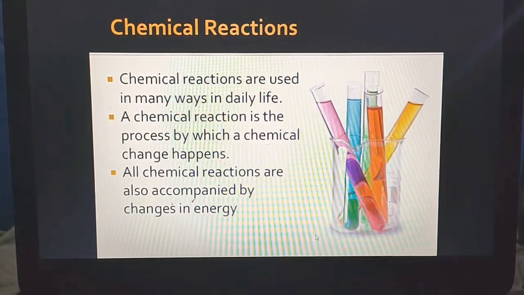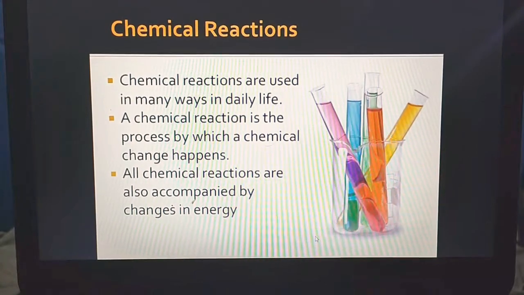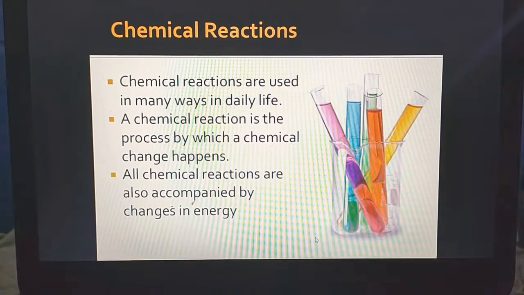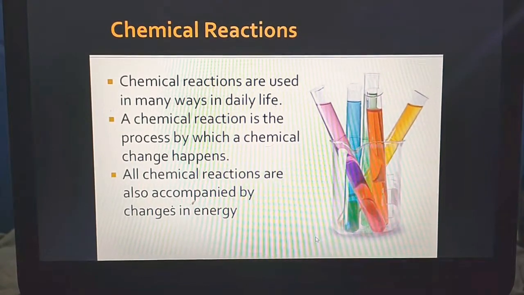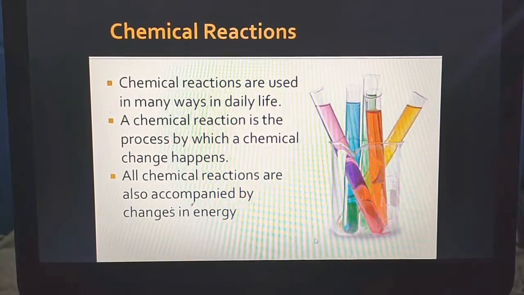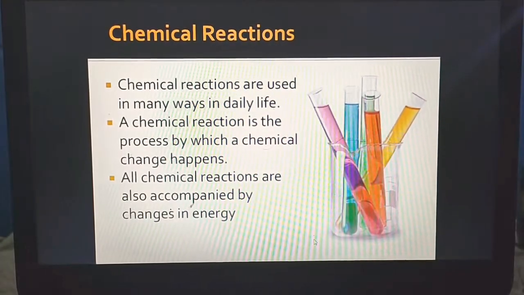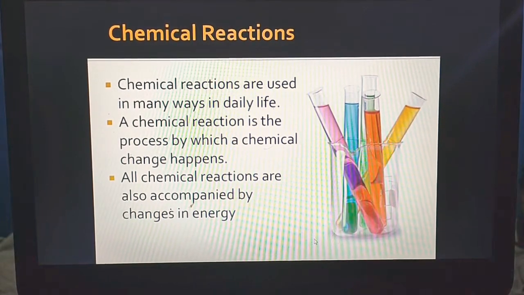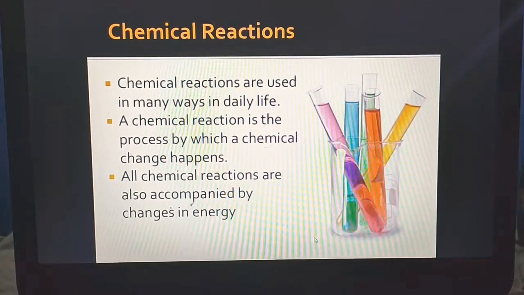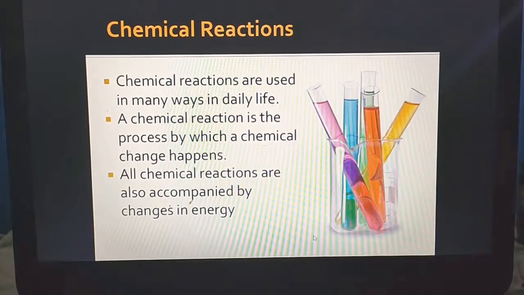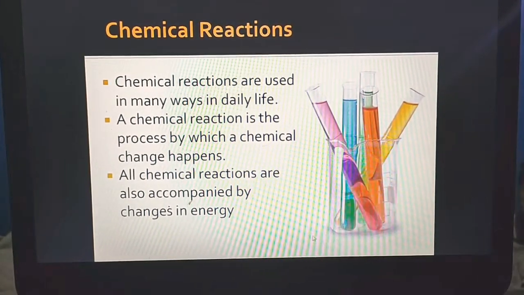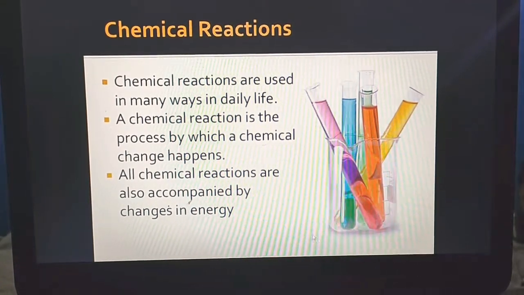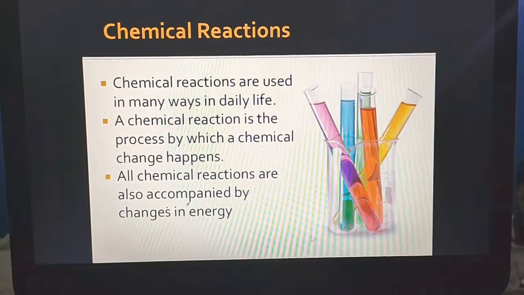That means we can say that the composition and properties of the products being formed from the reactants are completely different from the properties and composition of the reactants. Like here, chemical reactions are used in many ways in daily life. A chemical reaction is the process by which a chemical change happens. All chemical reactions are also accompanied by changes in energy.